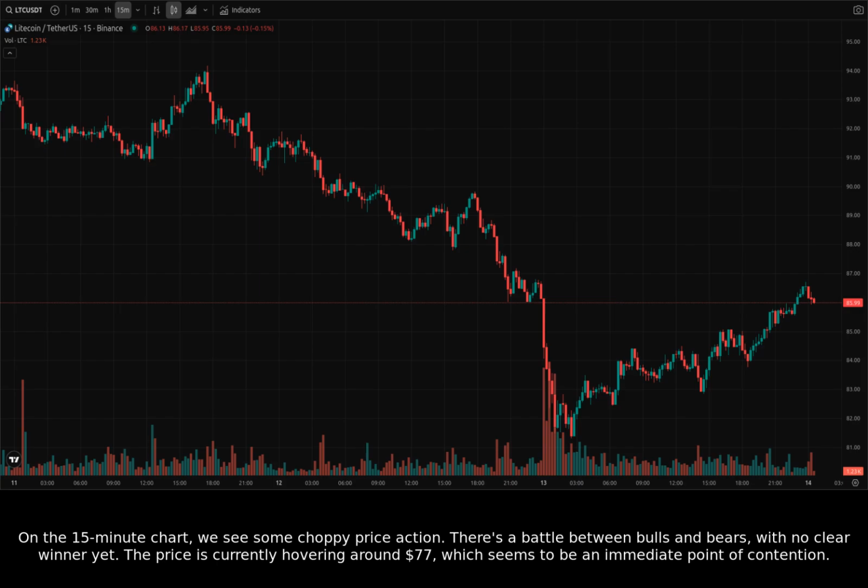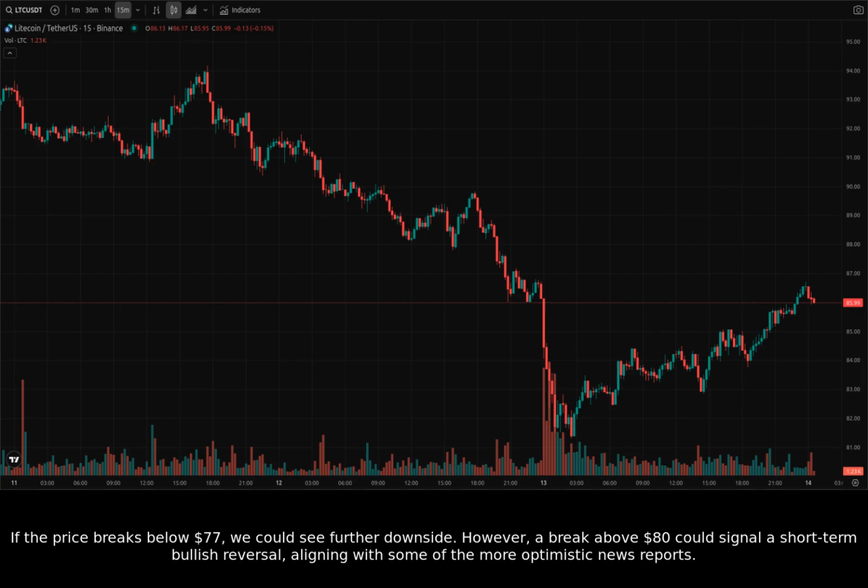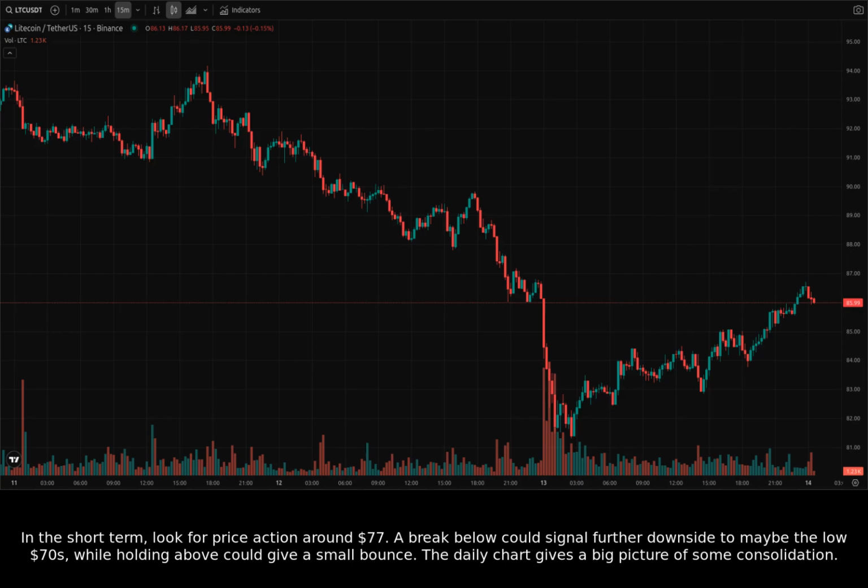The price is currently hovering around $77, which seems to be an immediate point of contention. If the price breaks below $77, we could see further downside. However, a break above $80 could signal a short-term bullish reversal, aligning with some of the more optimistic news reports. In the short term, look for price action around $77. A break below could signal further downside to maybe the low $70s, while holding above could give a small bounce. The daily chart gives a big picture of some consolidation.